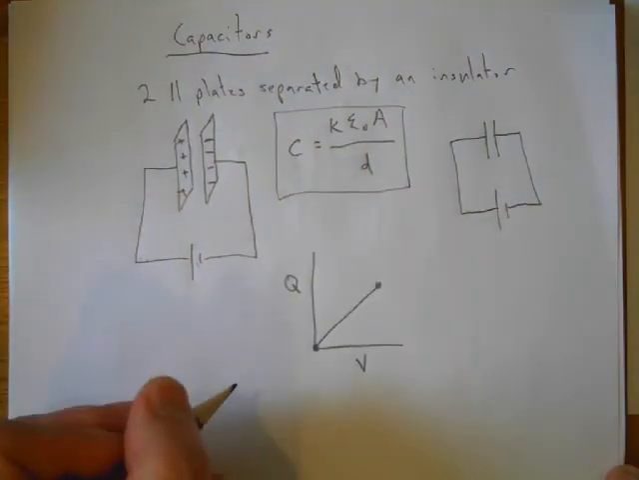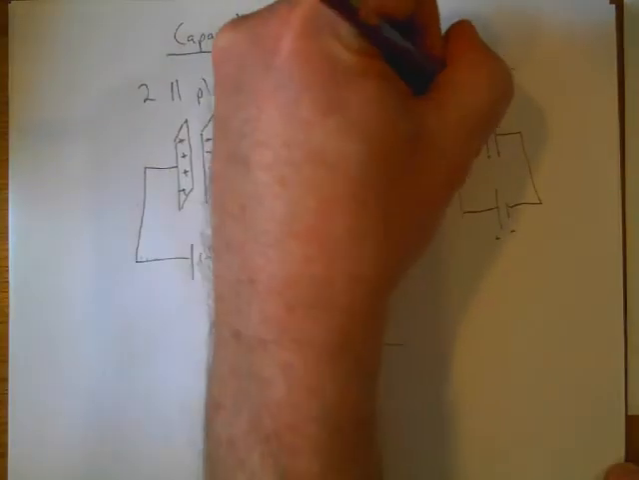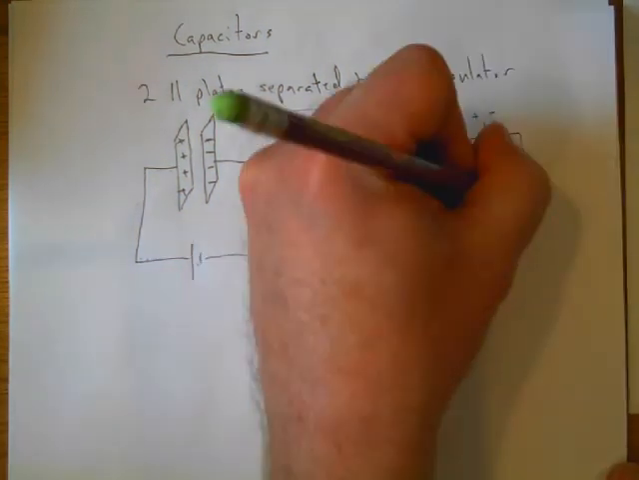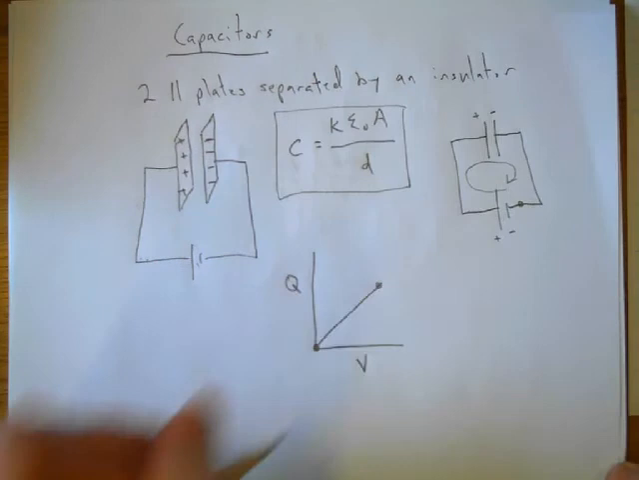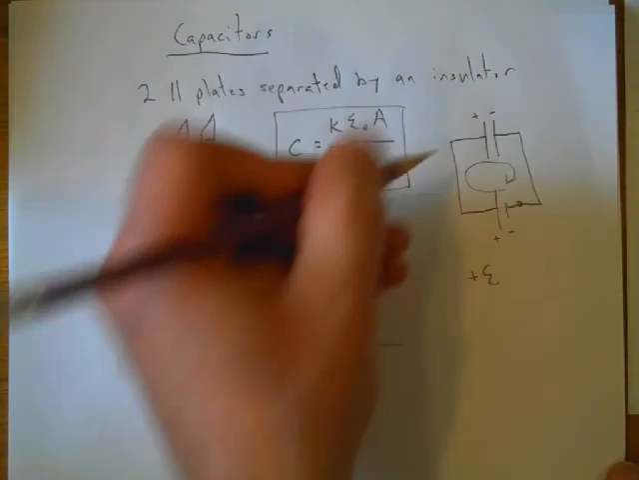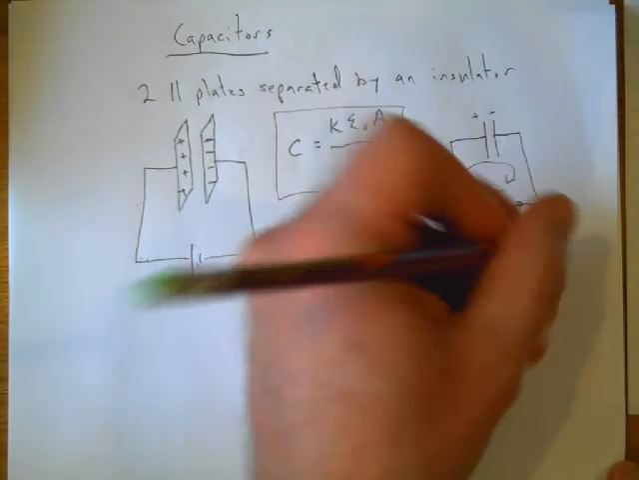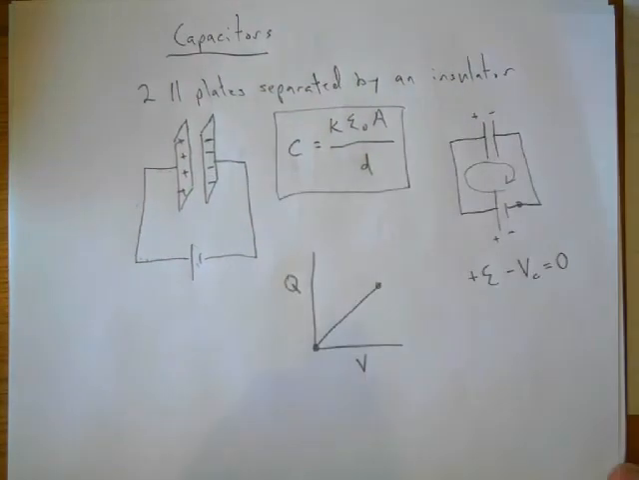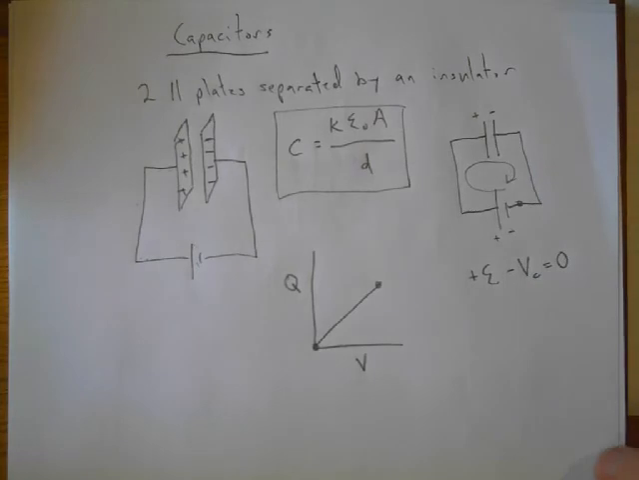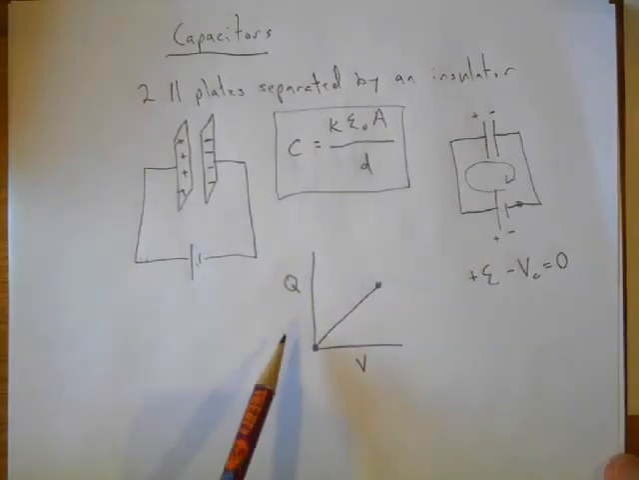Speaking of loop rules, keep this in mind because it's important with capacitors. Remember, this is the plus and this is the minus of your battery, which means this is going to be the plus and this is going to be the minus of your capacitor. If I'm doing a loop rule, let's say I start here and go around. I would add the voltage of the battery, and then, do you see how I'm going the wrong way? So I would subtract the voltage of that capacitor, and then I'd end back up at 0. So make sure you think about how the charges are on your capacitor when you're doing a loop rule.